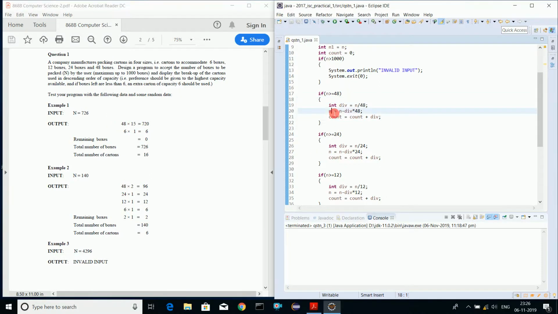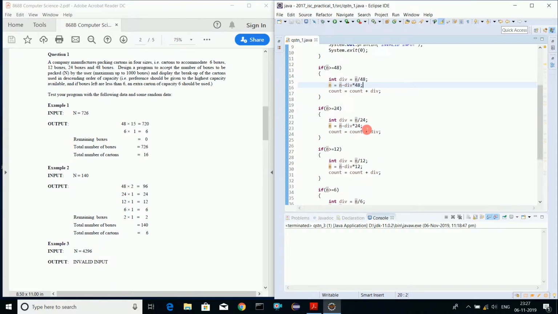Now the new value of n will be 6, and this is basically to count the number of cartons, that is, count has initially been given 0. Now the dividend has been added, that is, the total number of boxes. See, here I am using if. That means if I use else if here, only one of the commands will run. If I use if, each and every command will be checked. That's the beauty of it.